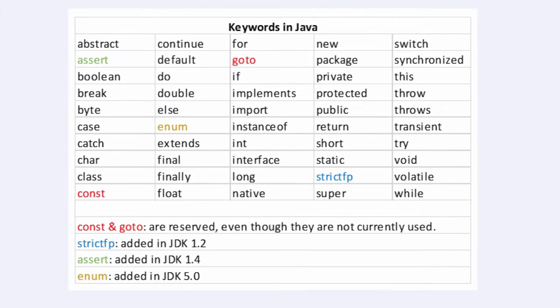Here is the list of Java keywords. Const and goto are reserved even though they are not currently used. strictfp was added in JDK 1.2. assert was added in JDK 1.4 and enum was added in JDK 5.0, and other keywords are all primitive keywords. You don't have to remember all the keywords. At the end of this course, we will learn most of the keywords.